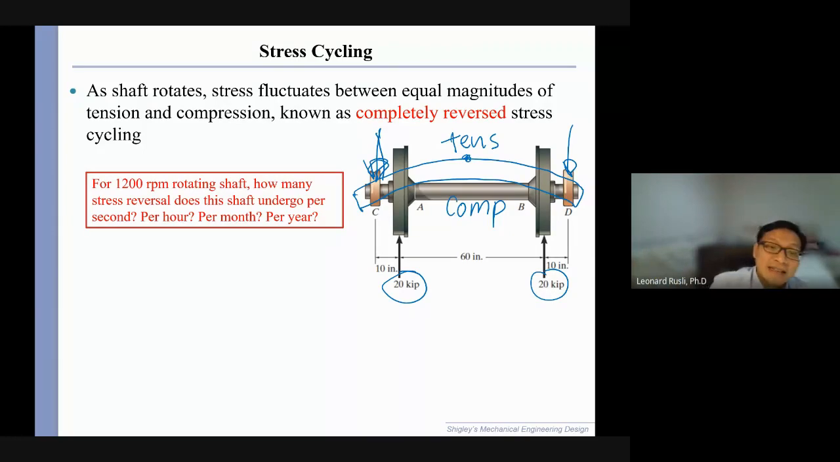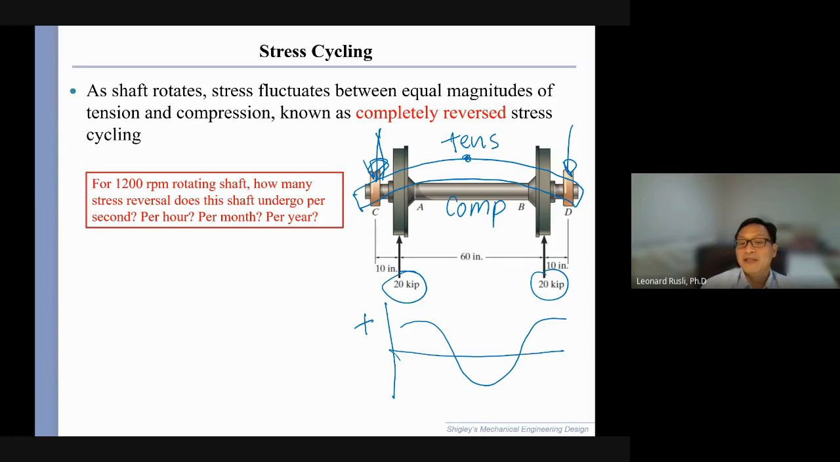So let's estimate. For a rotating shaft, 1,200 RPM, which is relatively, medium speed lah. How many stress reversal does this shaft undergo per second? Okay? Kalau shaft ini rotate, dari atas ke bawah ke atas, ya, jadi kan saya cycle nih. Right? If this is positive tension, negative which is compression.